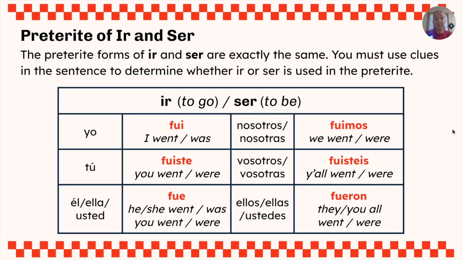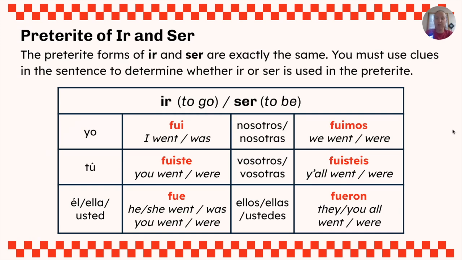We talked a little bit about ir already, but what we're going to see here is the preterite forms of ir and ser are exactly the same. So what you need to do is you need to use clues in the sentence to determine whether or not ir or ser is being used. We know that ir means to go and that ser means to be. So here's our chart with those conjugations.